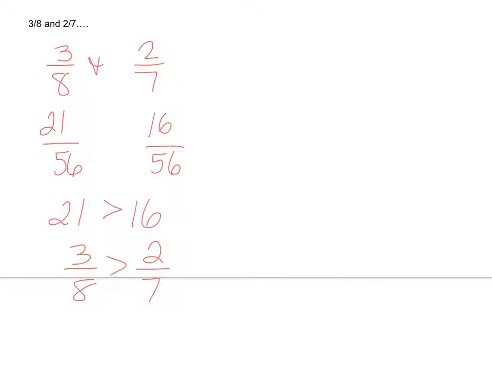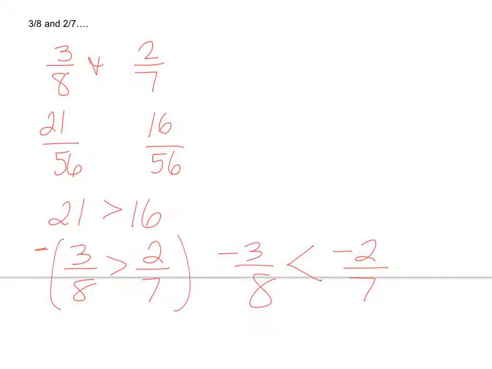So the process for comparing rational expressions is the same as the process for comparing fractions. As is always the case with inequalities, we need to be careful about changing the inequality if we multiply or divide by a negative number. If you remember, if we multiply this whole thing by a negative, we have negative 3/8, and we have to flip the inequality, so it is now less than negative 2/7. It's just how it works with negatives. If you multiply or divide by a negative, you need to flip your inequality.